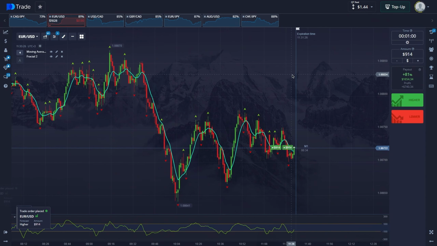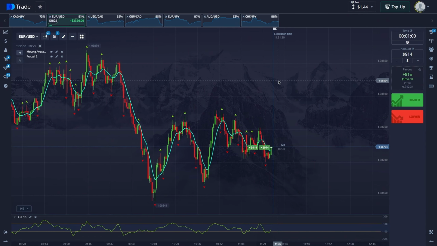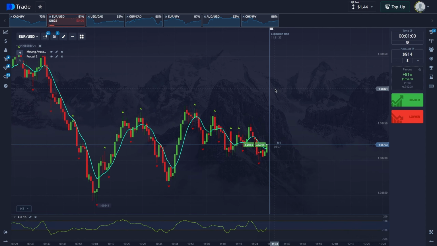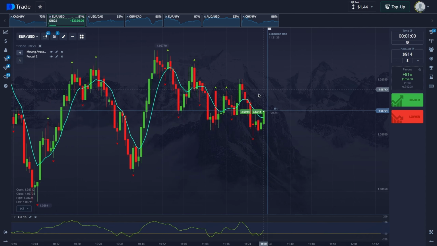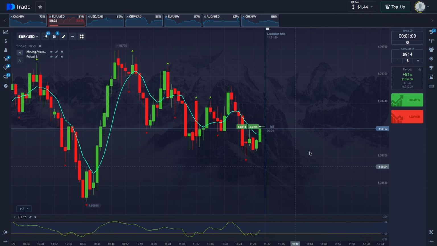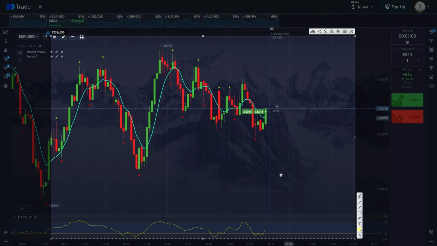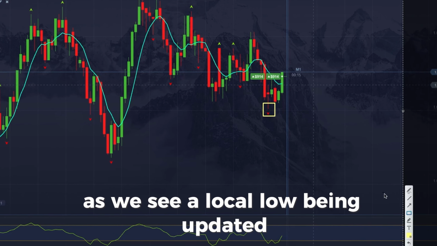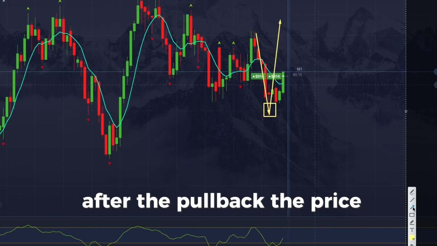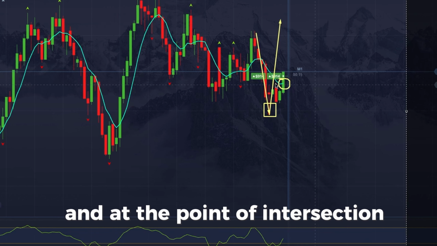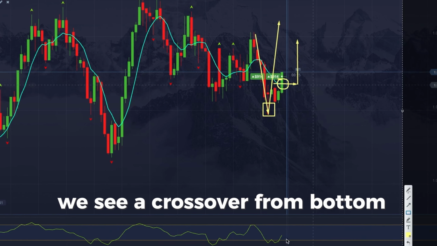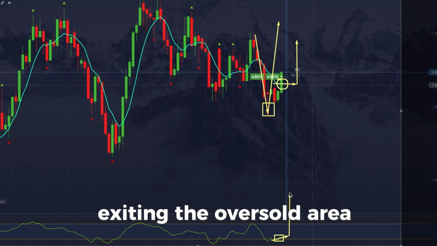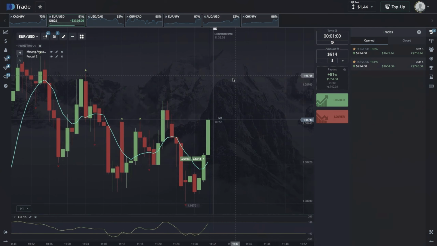Here, we're opening 2 trades to go up, going against the trend. We see that a very strong pullback is likely to happen next. The pullback we saw was significant, but the price is expected to move even higher. We're following our strategy and opening against the trend as we see a local low being updated. After the pullback, the price moves higher, and at the point of intersection, we see a crossover from bottom to top, exiting the oversold area. So we're opening a buy trade here.